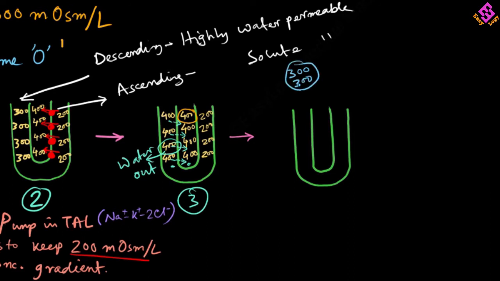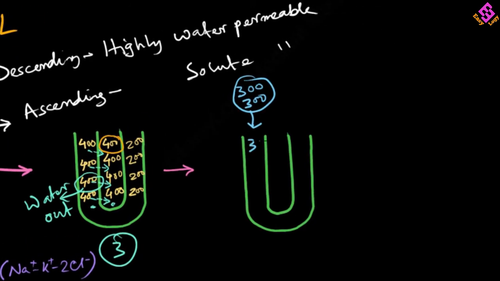Now let's suppose these are the new fluid which comes from the proximal tubule to the loop. Then what happens? So this will enter the descending limb. These are the two new fluids. So this new fluid will push the previously present fluid through the U-tube. So now the situation will be like this.